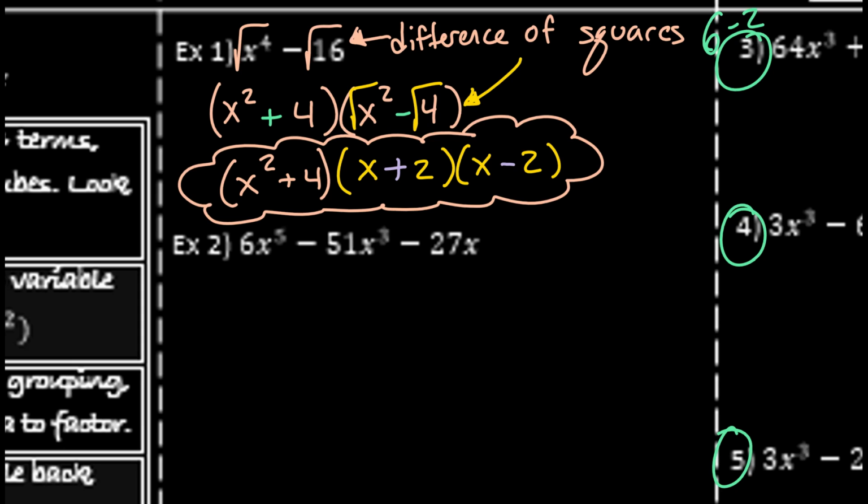It's not a perfect cube. Well, what's the difference between difference of squares and difference of cubes? Difference of squares, everything needs to be a perfect square. Difference of cubes, everything needs to be a perfect cube.